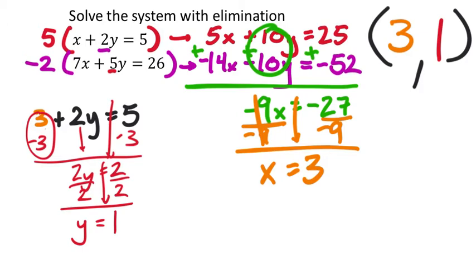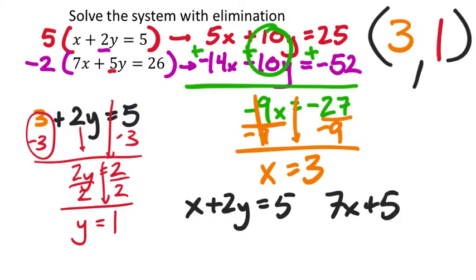So I'm going to go back to both equations and check. Okay, so I'm not going to show the work here because we want the calculator to do that for us. But if I replace, in fact, you know what, I will. I'm going to show both equations, right? So I got x plus 2y equals 5. And then we have 7x plus 5y equals 26, right?